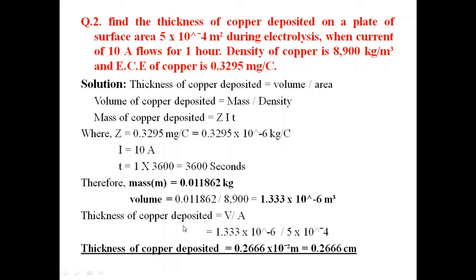So thickness of the copper which is deposited on the surface area is given as volume by area. So volume divided by surface area, we get the thickness of the copper, that is 0.2666 into 10 to the power of minus 2 meter, which can be written in centimeter as 0.23666 centimeter. This much is the thickness of the copper deposited.